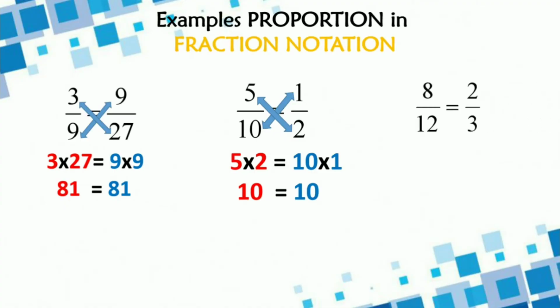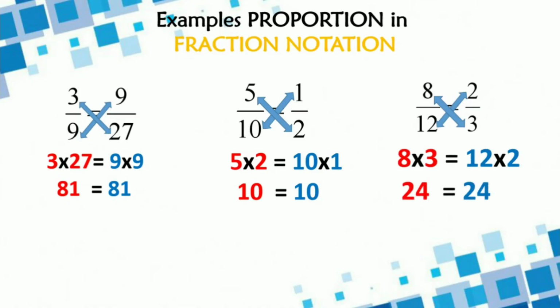Okay? So, let's have another example. We have 8 is to 12 and 2 is to 3. Okay? 12 times 2 and then 8 times 3. Okay, 8 times 3 is equal to 24. And 12 times 2 is equal to 24 also. Therefore, these ratios are proportion. Okay, so you try naman.